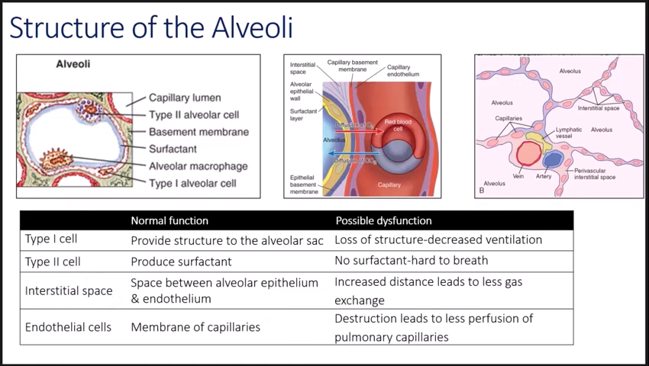Surfactant is a substance that helps reduce the surface tension within the alveoli, and without surfactant, the alveoli can actually collapse, and that will make it very difficult to breathe.